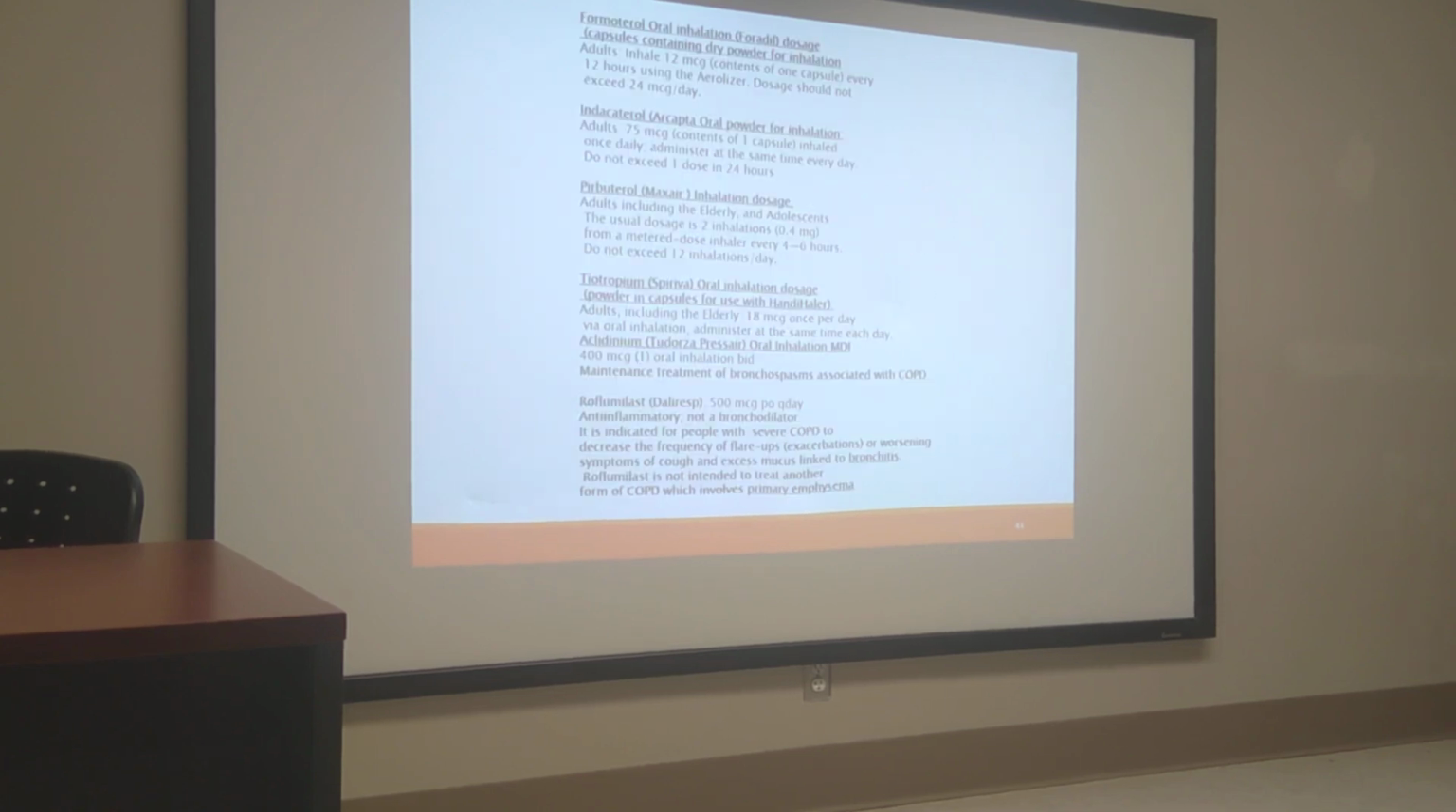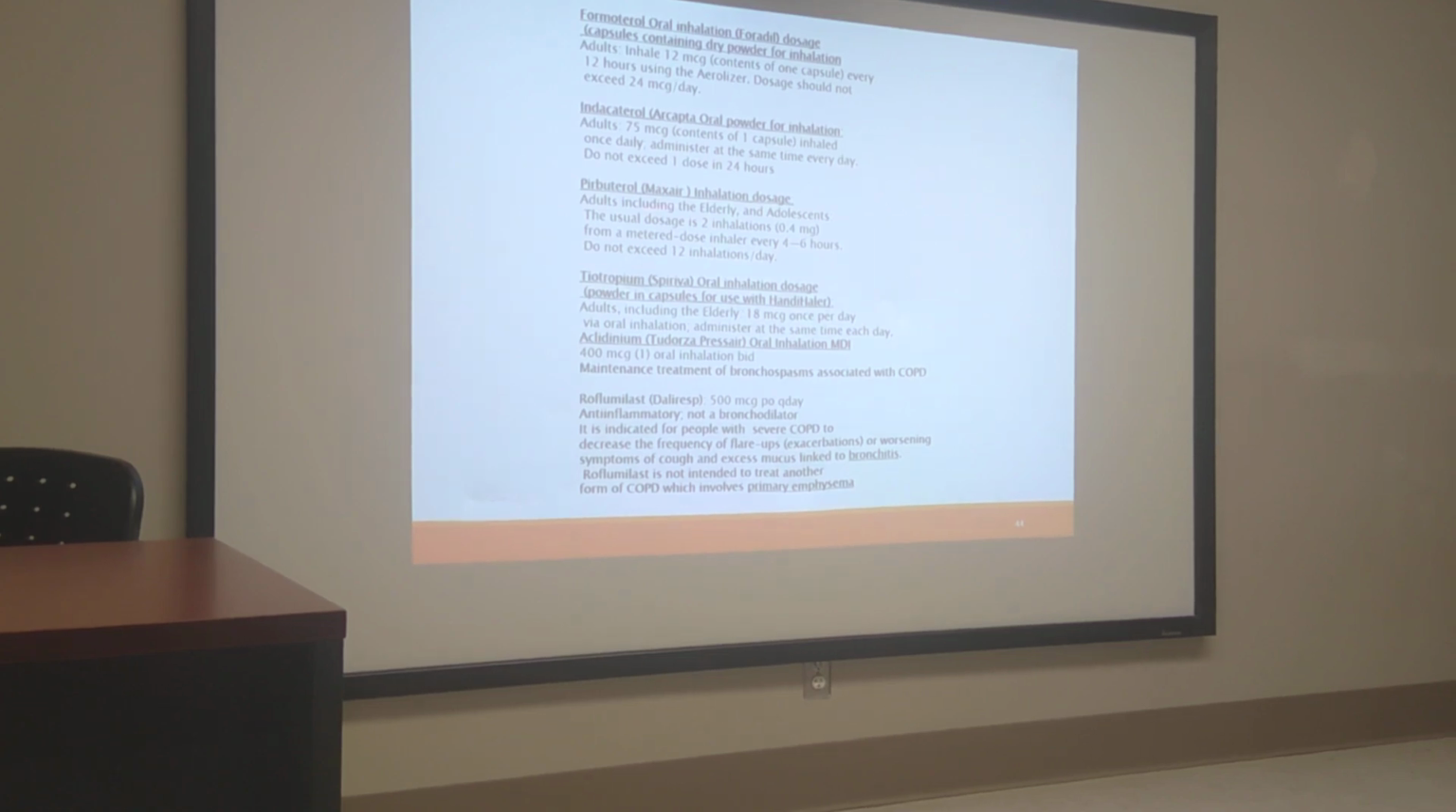So these are some other formulations: indacaterol, tiotropium, roflumilast. Again, just keep re-emphasizing roflumilast. Usually it doesn't have a bronchodilator effect, it's more anti-inflammatory. And usually patients should also have a diagnosis of chronic bronchitis.